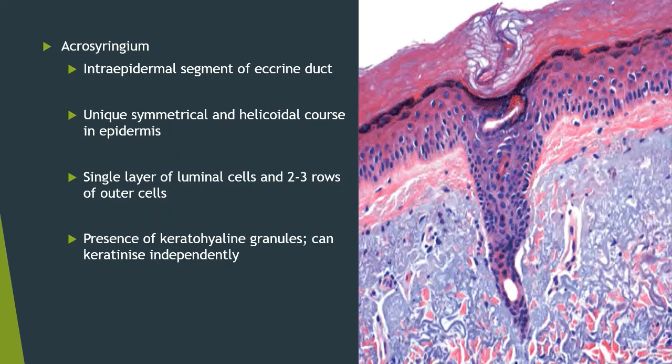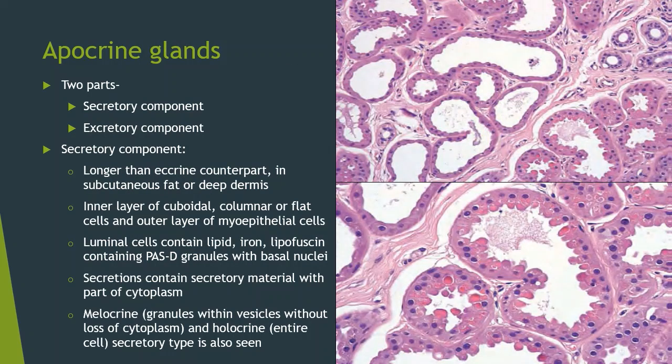Coming to the apocrine glands, like eccrine glands, apocrine glands are again made of two parts. One is the secretory component, the other is the excretory component. And here the secretory component lies somewhat lower than the eccrine gland plane, and they are usually present in the subcutaneous fat or in the deep dermis.